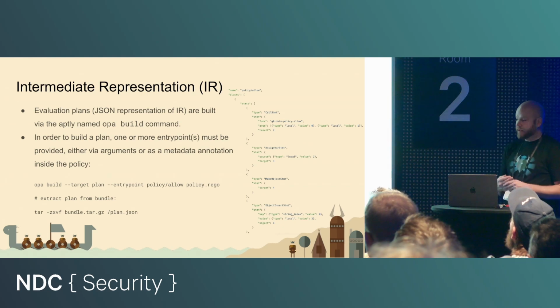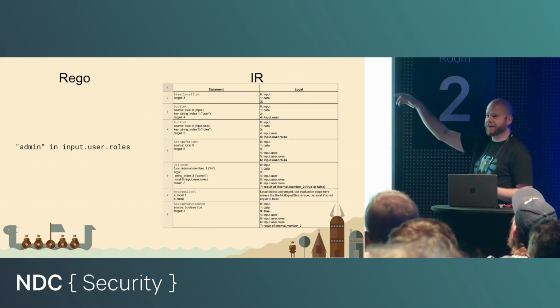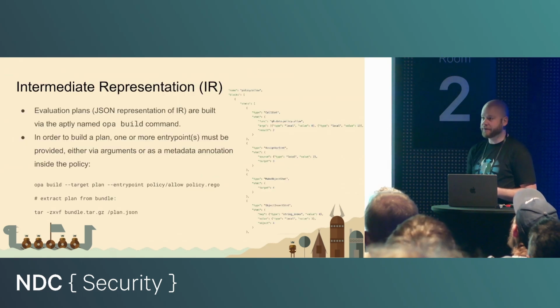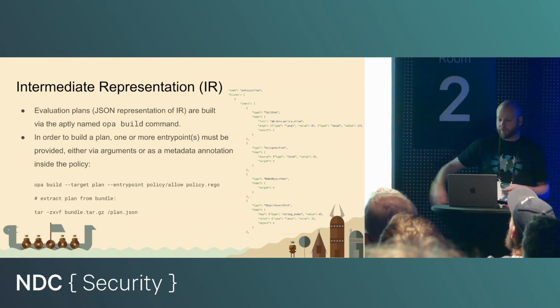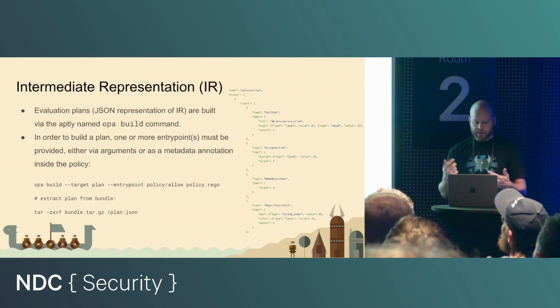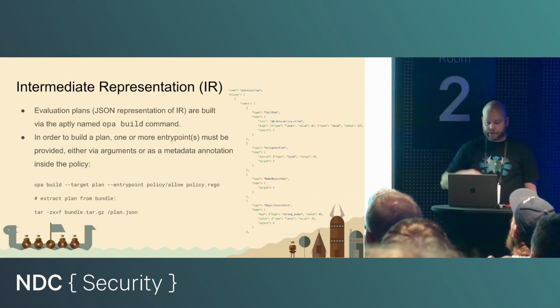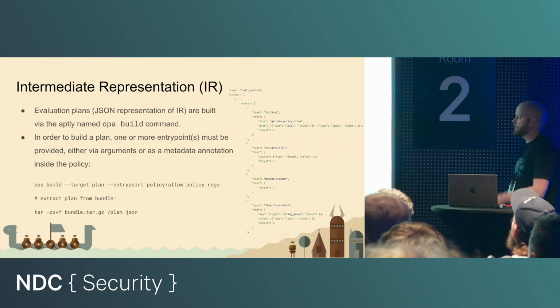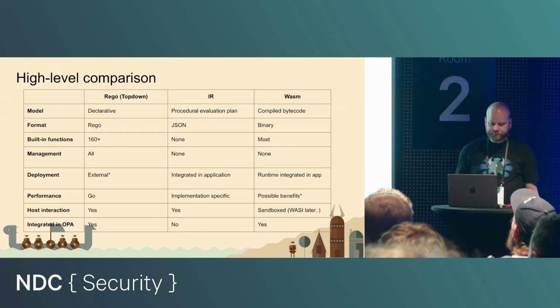So the evaluation plans, they're not really in an Excel sheet, surprisingly, but they are in a JSON format. So in order to build one, you just say opa build. The target should be a plan, and you need to provide an entry point. You need to tell the compiler where we should start evaluating, or where it should build this plan from.